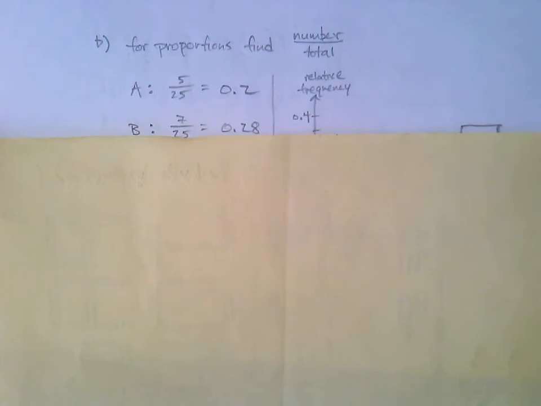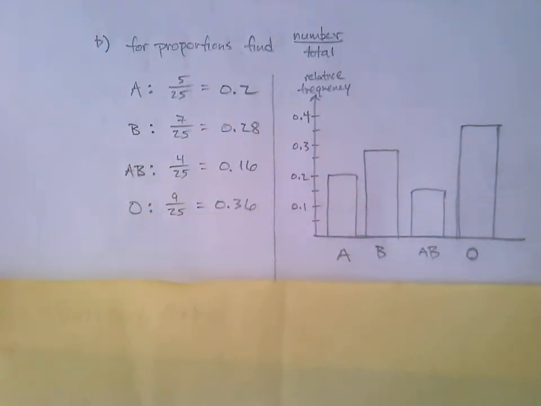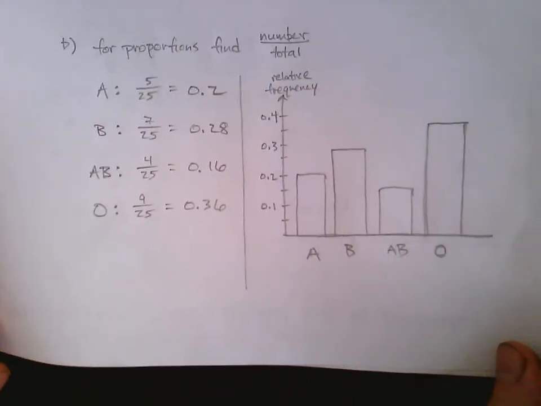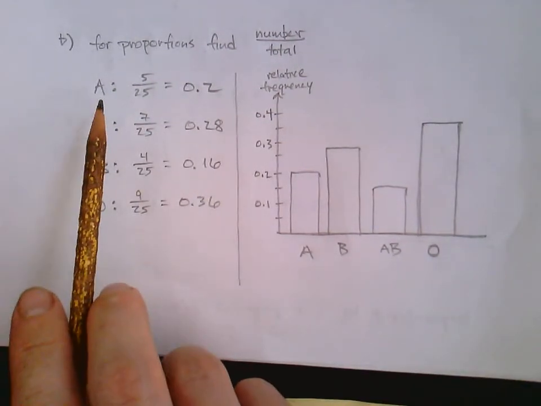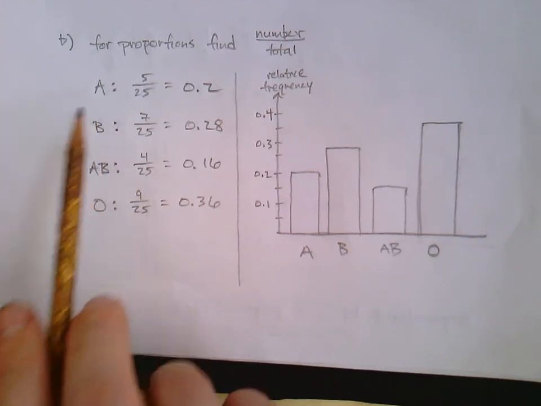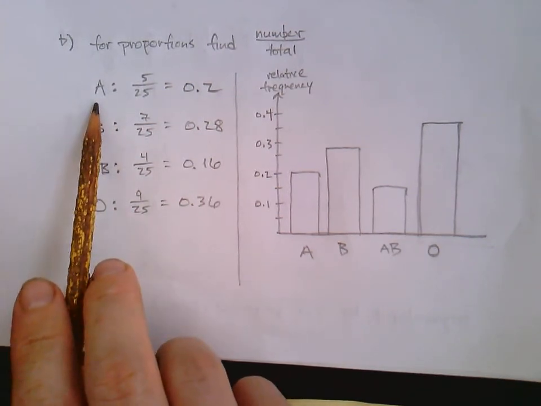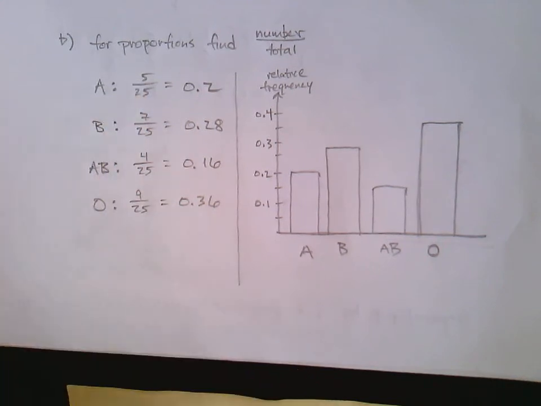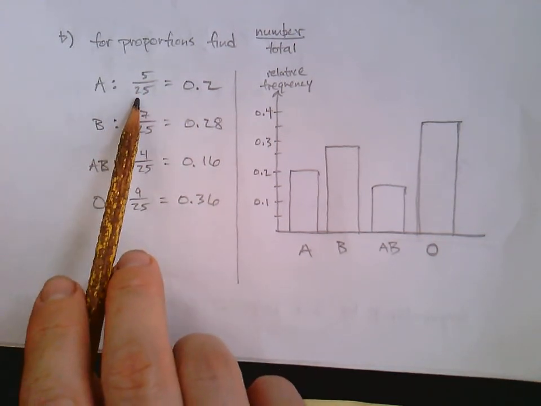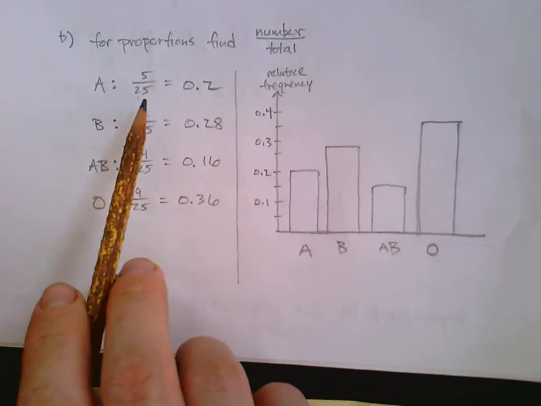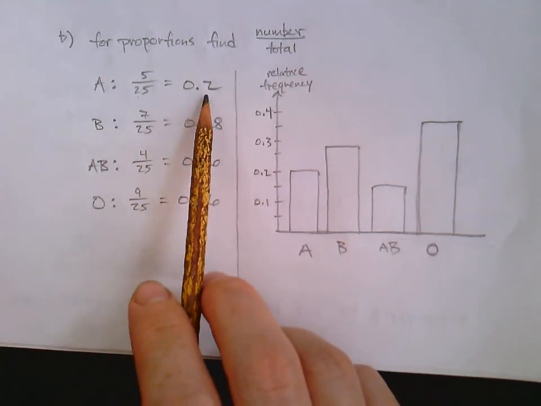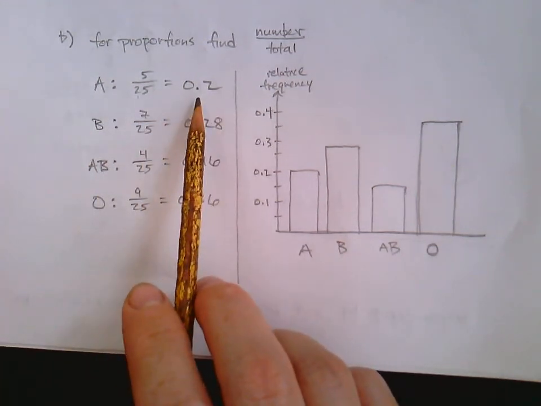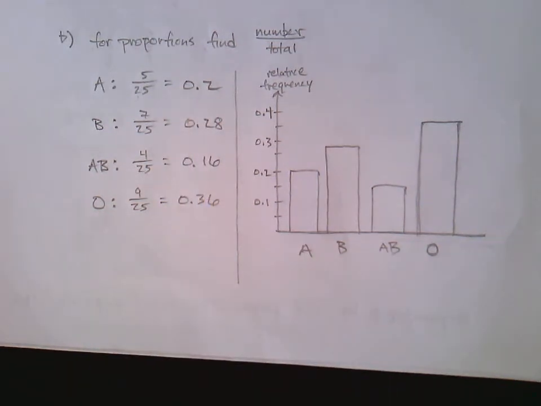So I'm going to show you what I've got here, and I'm going to end up showing you all of my work, but we'll talk through it a little bit at a time. So for blood type A, what's the proportion that goes with blood type A? Well, we know there were 5 type A's, right? Divided by a total of 25 recruits. Grab a calculator, that'll give you 0.2. And so you might think of that as being 20%, but typically we just leave it as the decimal 0.2.